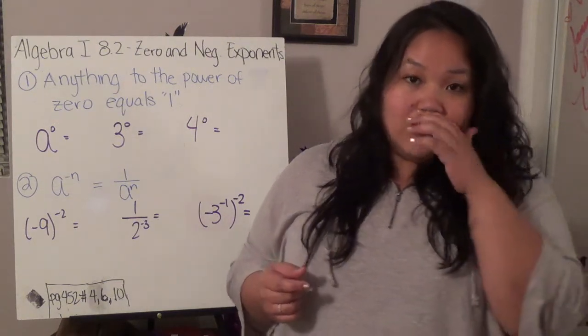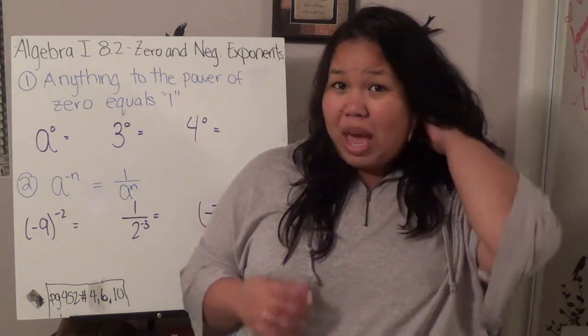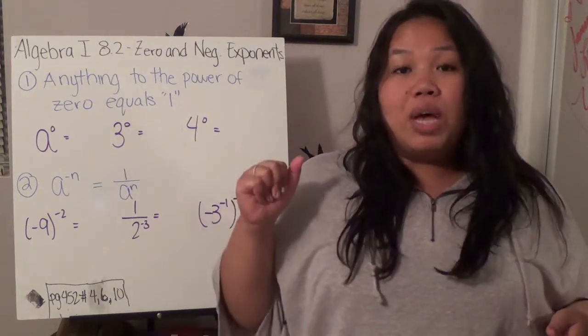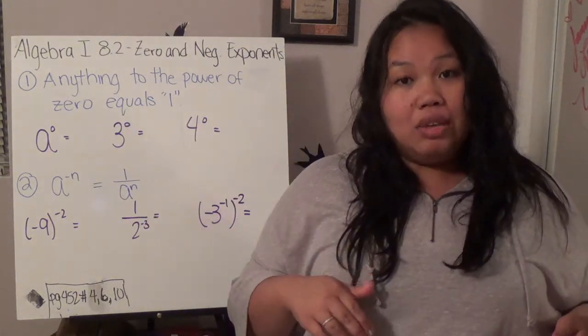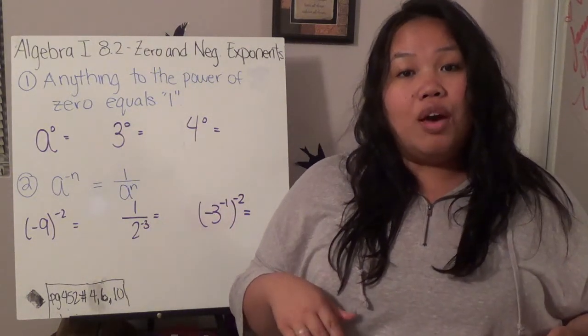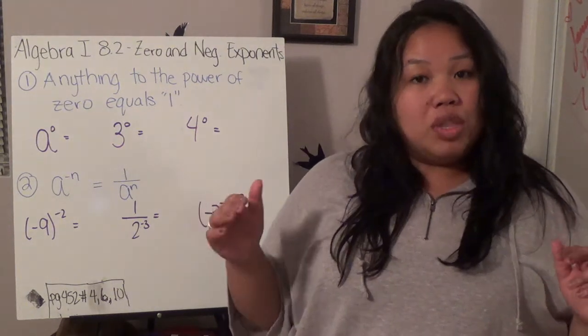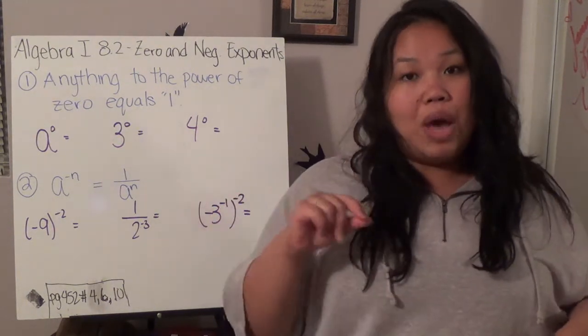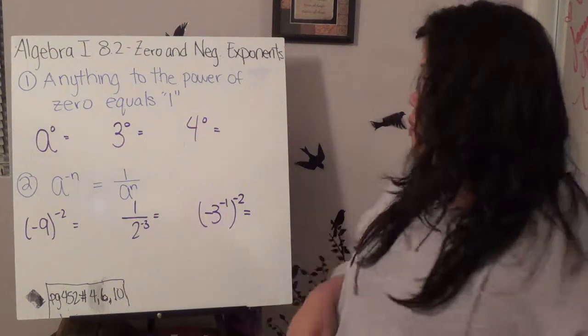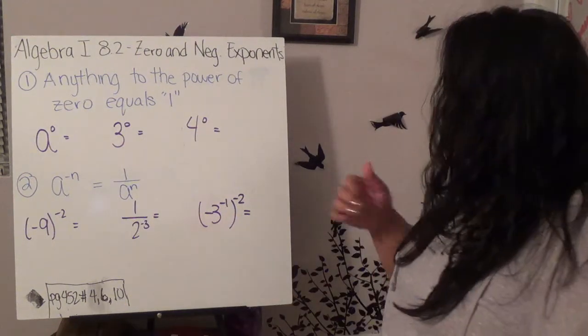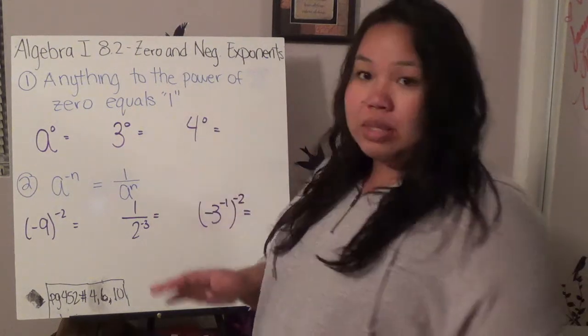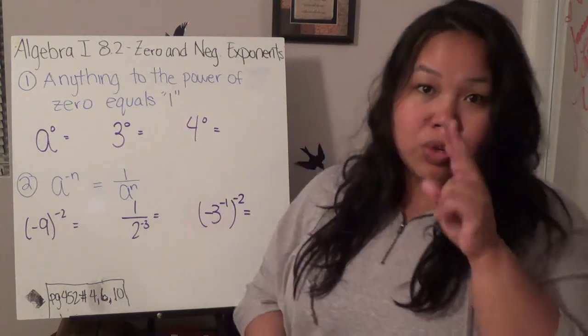The second rule is if you have a power to a power, you multiply the powers and apply it to the base. And then if you have a power outside of parentheses, you can distribute the power within the parentheses. So, this section is pretty simple. It kind of feeds off of that, but there's 2 rules.